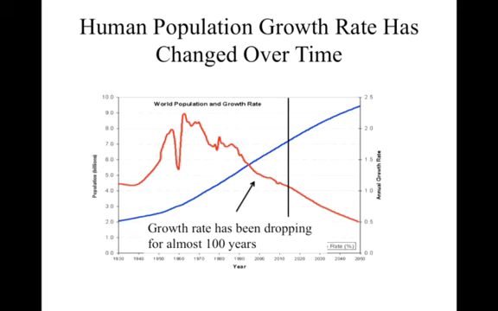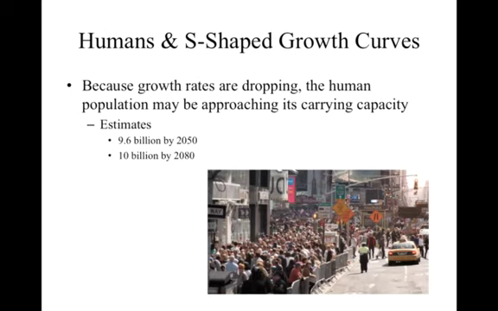Now, I said it's interesting that the human population growth rate has been declining or slowing for 100 years. Because if we think back to what we talked about at the beginning of the class, we said, well, with logistic growth, the population growth rate slows as the population gets closer to its carrying capacity. And so the fact that human population growth has been declining for about 100 years leads us to ask the question, has the human population reached its carrying capacity?